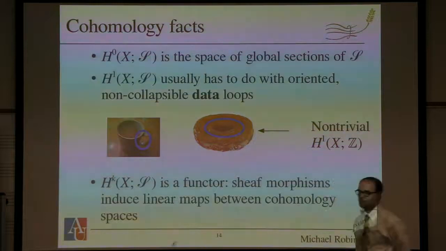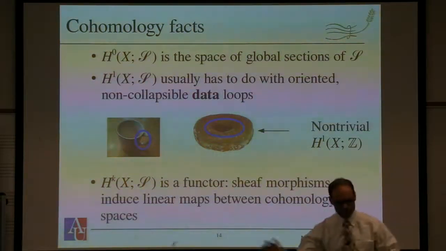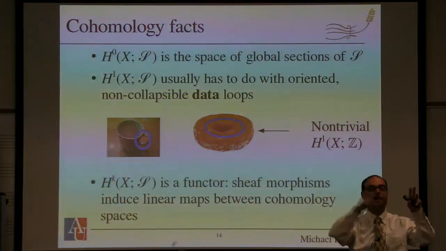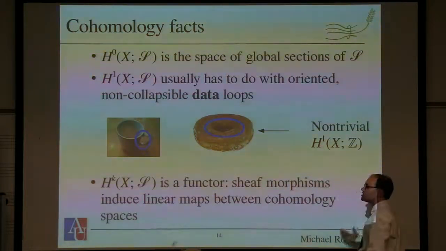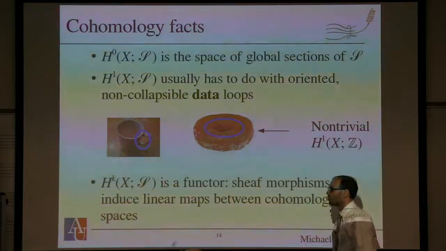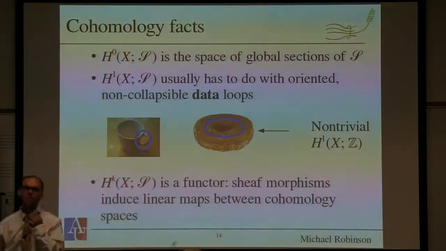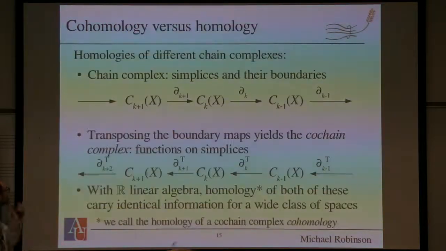Now, it turns out that like homology, sheaf cohomology is a functor, which means that if I have two sheaves with a sheaf morphism between them, then I get a linear map between the sheaf cohomologies. This means that cohomology is a precise analogy for what's going on at the level of sheaves. This is very valuable for understanding the structure of sheaves and how they relate to each other.